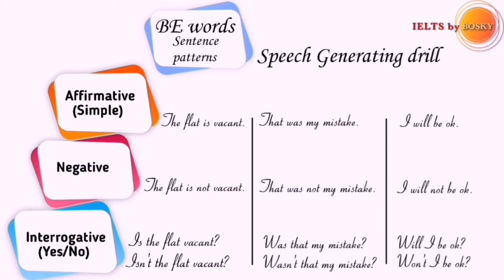Simple. That was my mistake. Negative. That was not my mistake. Yes, no. Was that my mistake? Wasn't that my mistake? Simple. I will be okay. Negative. I will not be okay. Yes, no. Will I be okay? Won't I be okay?